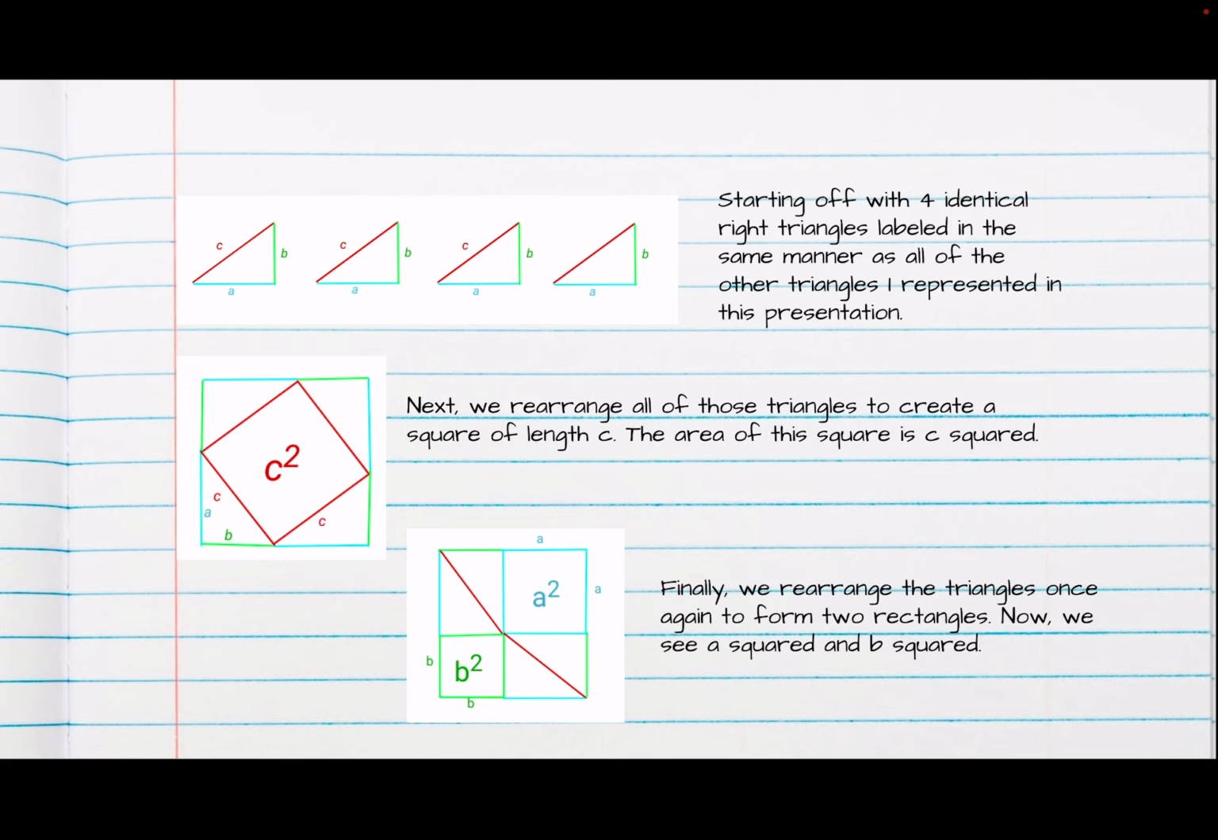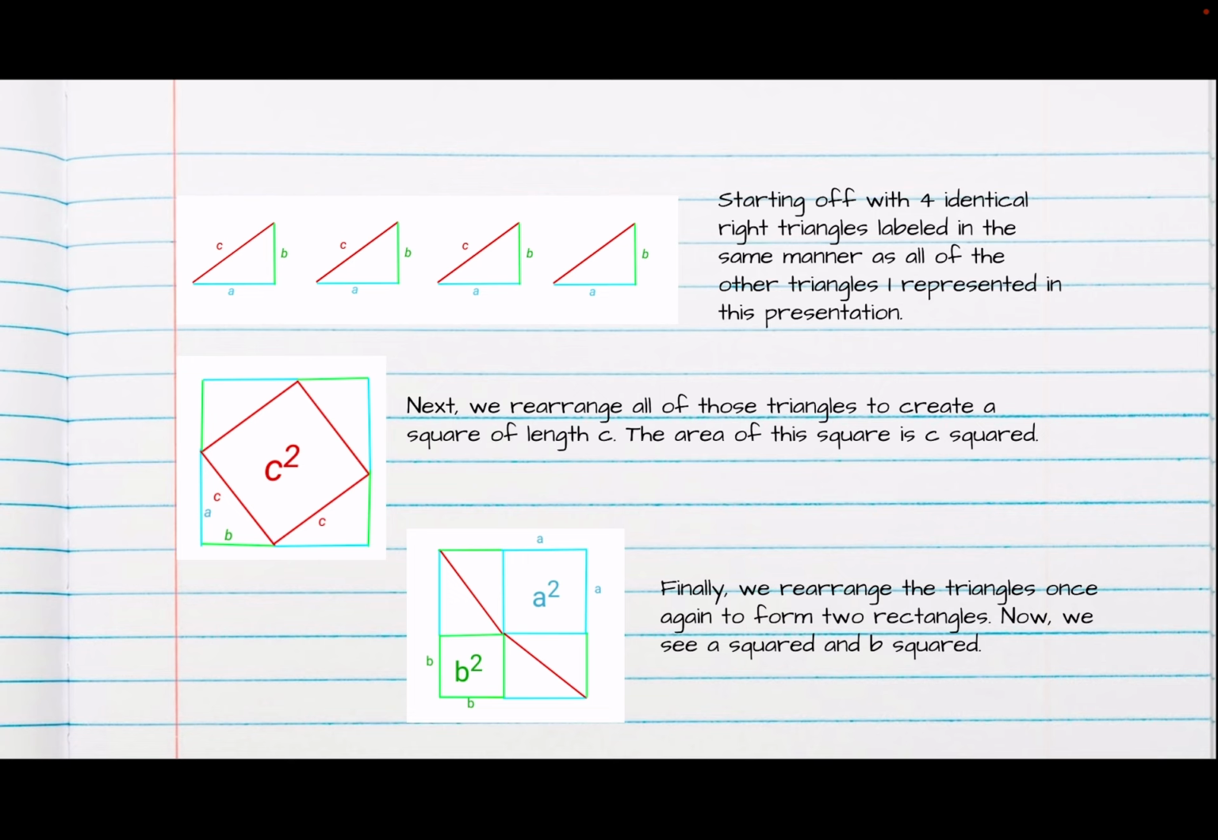Starting off with 4 identical right triangles labeled in the same manner as all of the other triangles I represented in this presentation. We have side length C, side length A, side length B. Next, we rearrange all those triangles to create a square of length C. The area of this square is c squared.